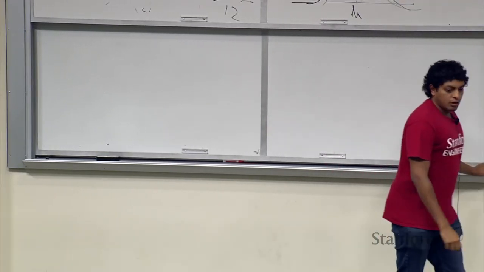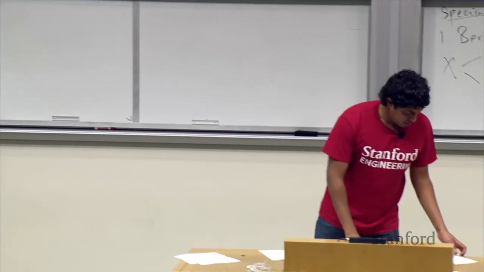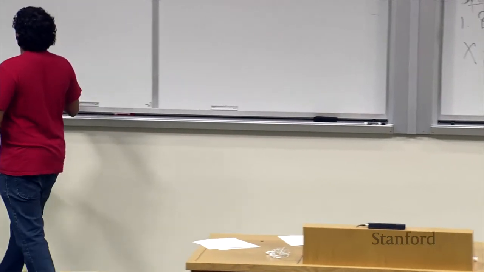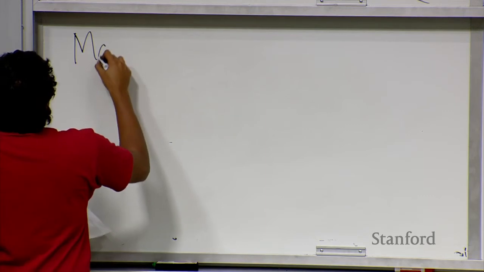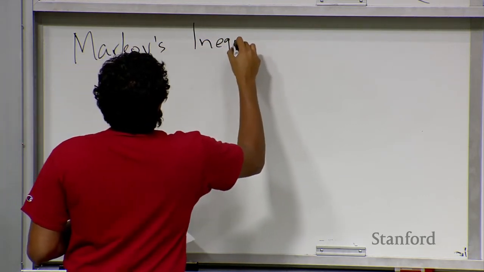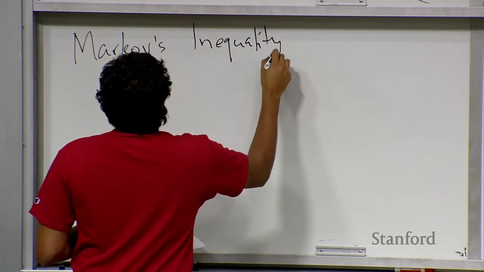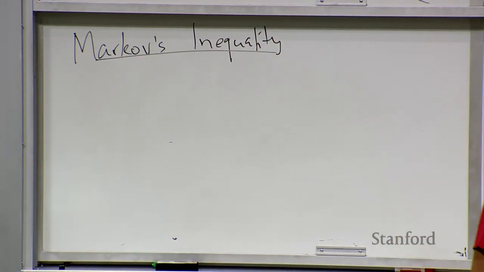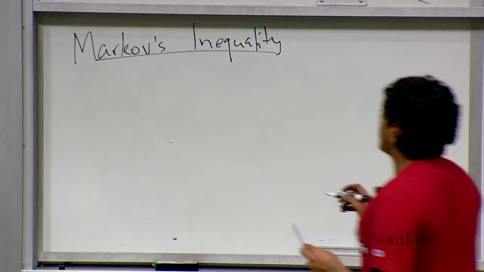Okay, so as a final thought, we are going to deal with two things called Markov's inequality, and once we do this, we will extend this to another inequality called Chebyshev's inequality. So this gives you some relationship between probabilities of events happening and their expectation. So Markov's inequality states the following.